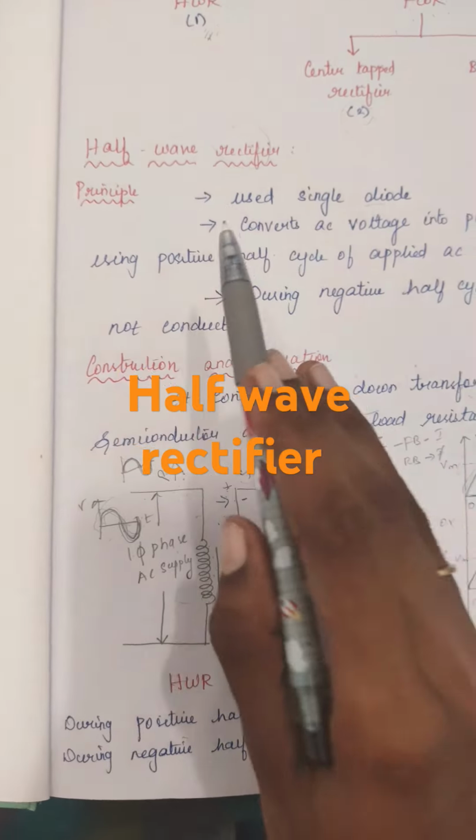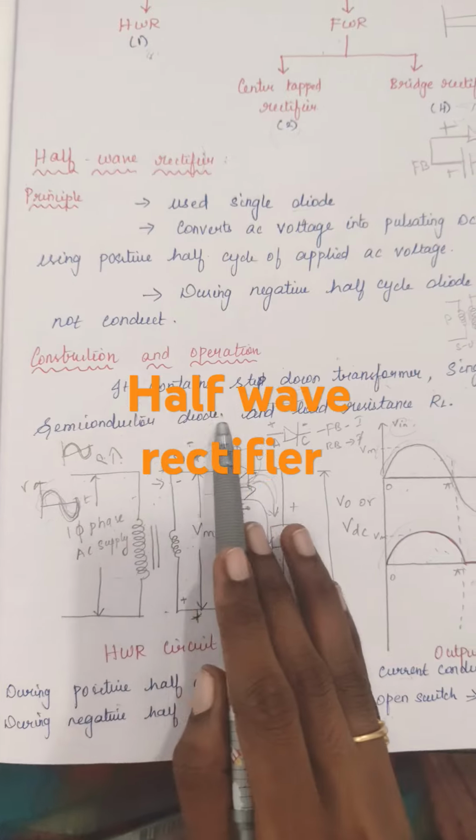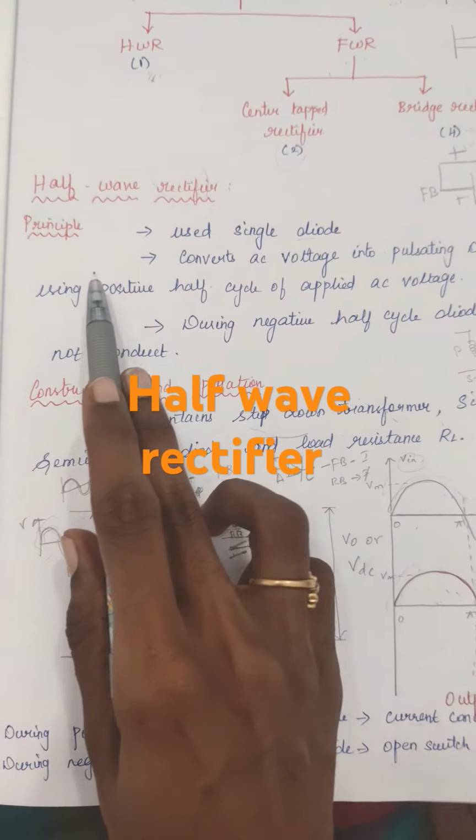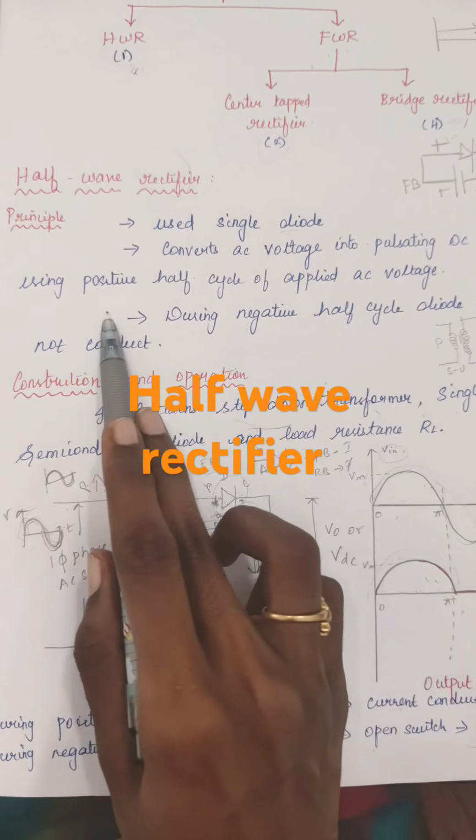Okay, now clear? This is the half wave rectifier principle, construction and operation. So the principle is what? It converts the AC into a pulsating DC, only for the positive half of the cycle.